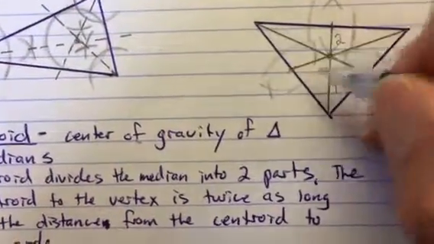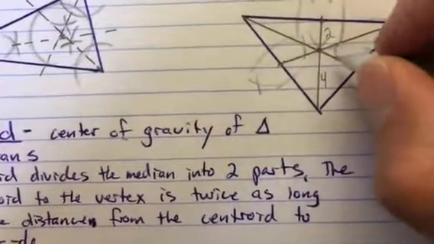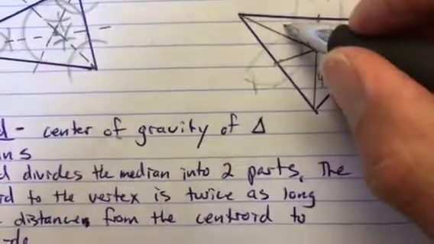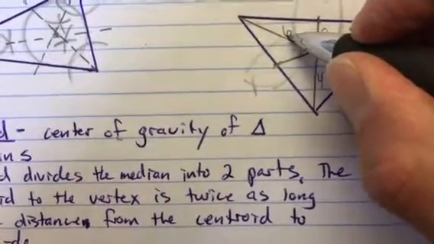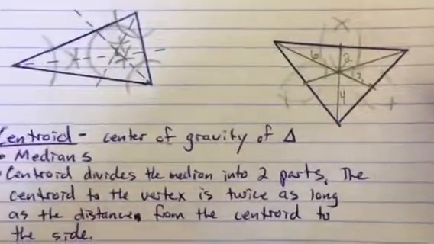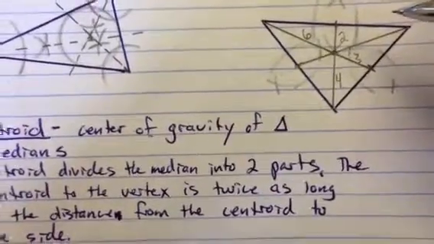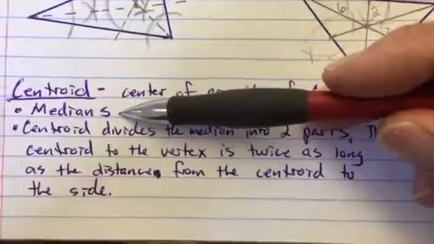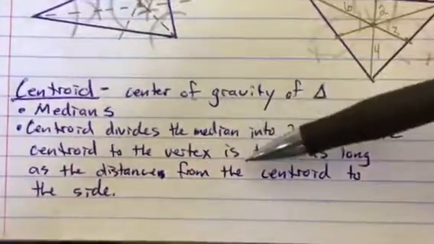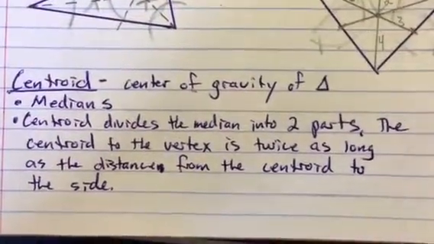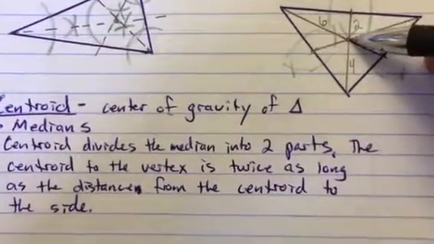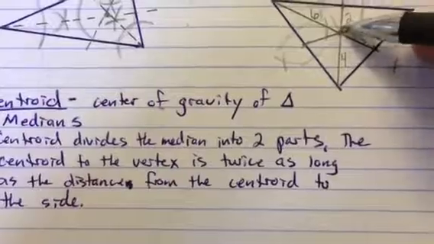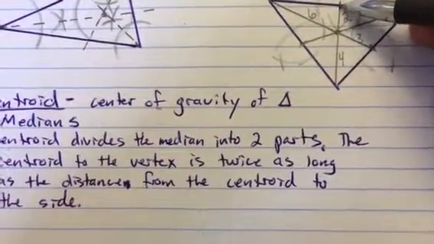Now it doesn't mean that all the medians are the same. They wouldn't be. So if this one was 3, then this would be, you guessed it, 6. I'm proud of you. Nice job. All right, so that's the centroid, center of gravity of a triangle, made by the medians. And the centroid divides the median into two parts. The distance from the vertex to the centroid is twice the length of the centroid to the side.